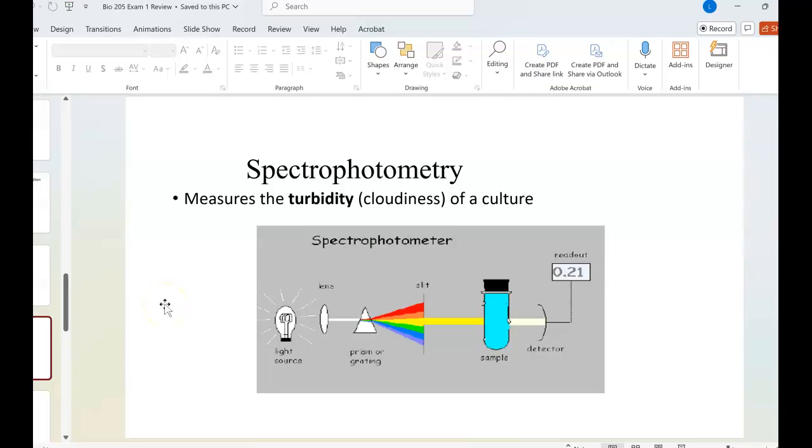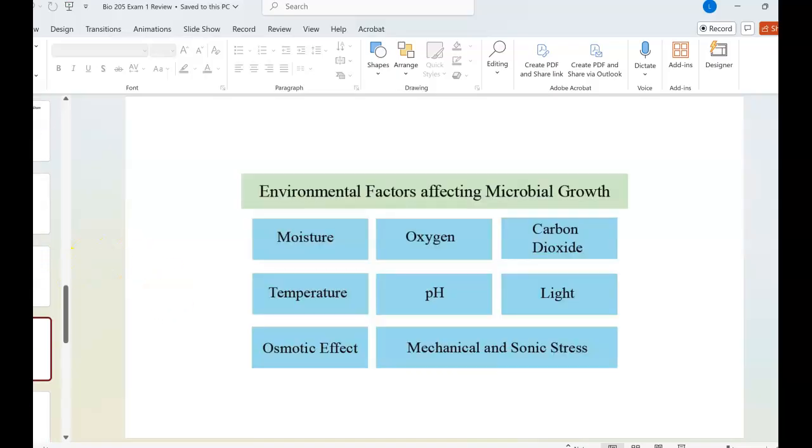I also mentioned being able to measure the turbidity or cloudiness with a machine called a spectrophotometer. And this is actually what I use to measure the growth of the bacteria that I characterized. So I used a plate with about 100 wells in it so that I could get a lot of data on a lot of conditions that I put the bacteria in.